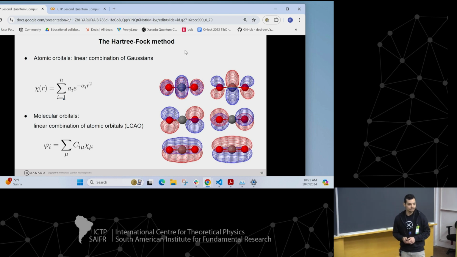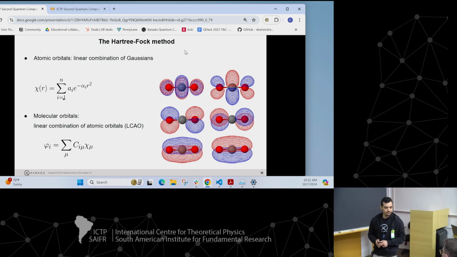But the fundamental state of a single electron is a Gaussian, right? For individual atoms.